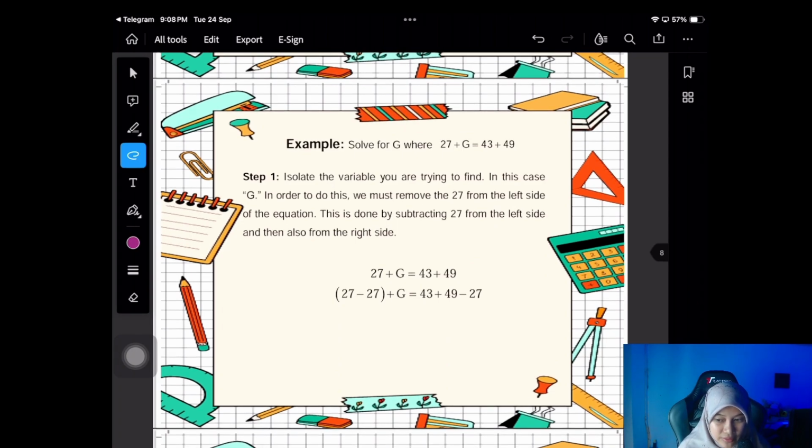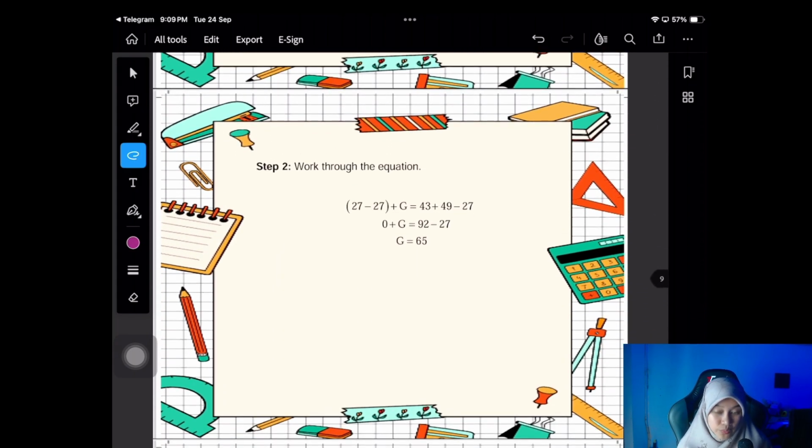Let's see another example. Solve for g where 27 plus g is equal to 43 plus 49. Same as before, our first step is to isolate the variable which is g. In order to do this, we need to remove 27 from the left side of the equation. So we need to subtract 27 from the left side and then also from the right side.